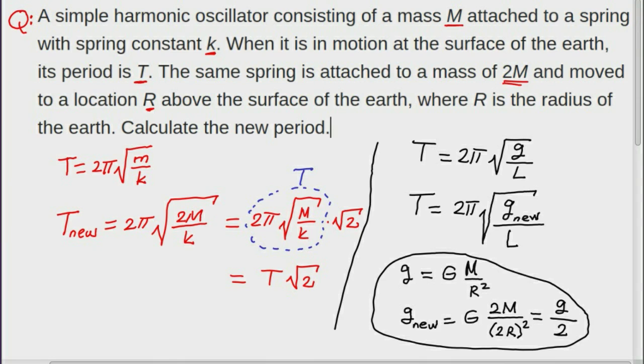So now we can use this result, new g, plugging into our period equation to calculate the new period, T new. And that simplifies to, in terms of the old period, T over square root of 2. This is the new period for a pendulum system.